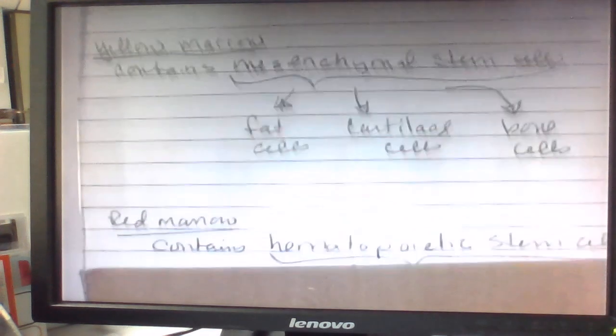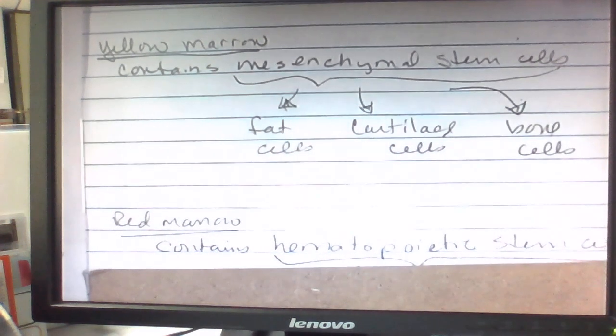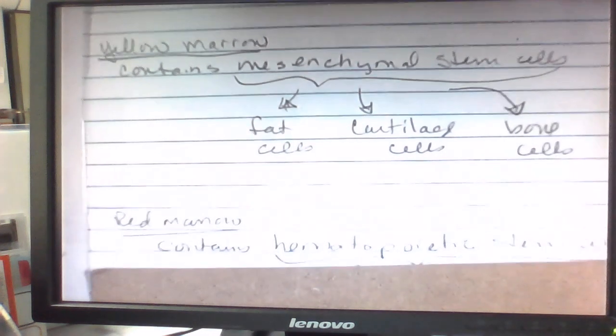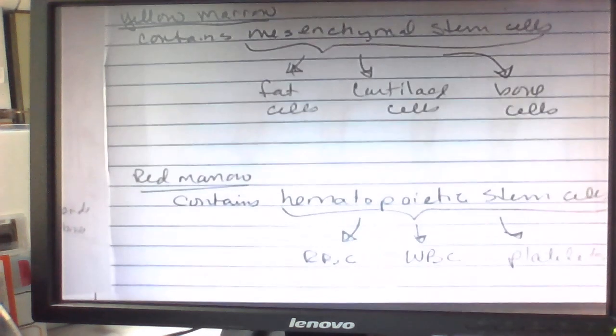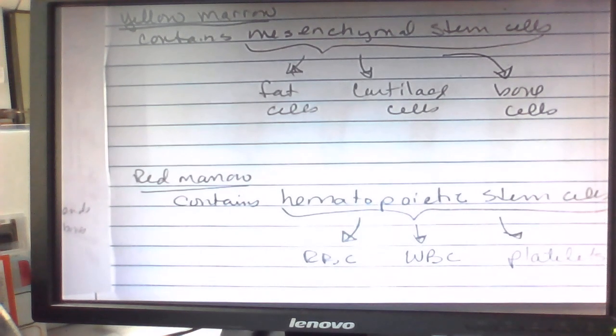Our red bone marrow contains hematopoietic stem cells. Your hematopoietic stem cells are the ones that are responsible for your erythrocytes, leukocytes, thrombocytes.